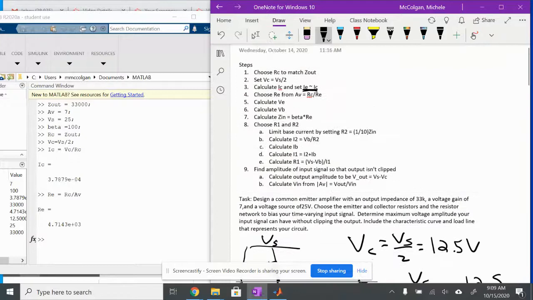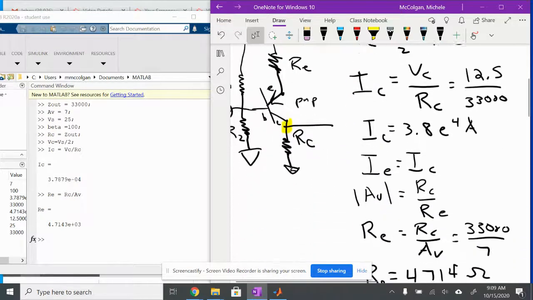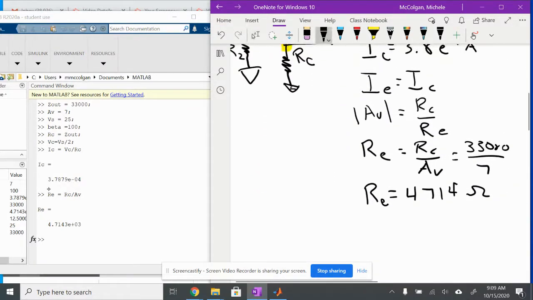Okay, so now I know RE. So by knowing RE, I can calculate VE. And why is that? Well, that's because I know IE. So I have this value and I have this value. And so I'm just going to put it over here.